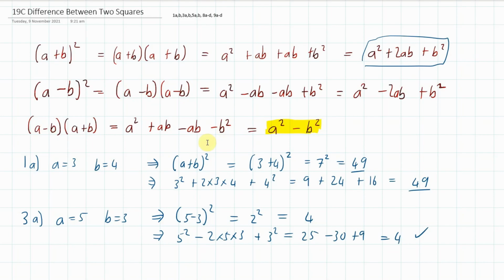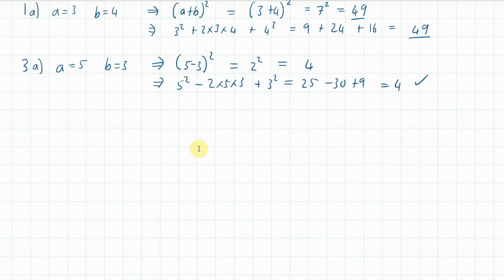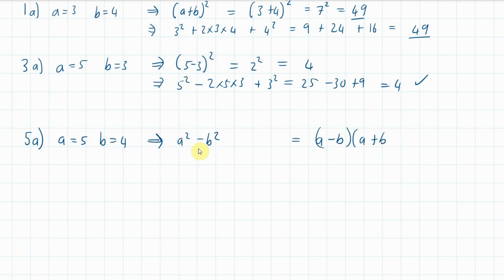Now let's move on. Let's go on to 5a. We're now trying to prove the difference between two squares. So this time we've got a is equal to 5 and b is equal to 4. So we're going to go a squared minus b squared, and we're going to see, does it equal (a minus b) into (a plus b)? Are these things equal? Well, we've got 5 squared, take away 4 squared. Is that equal to (5 take away 4) times (5 plus 4)?